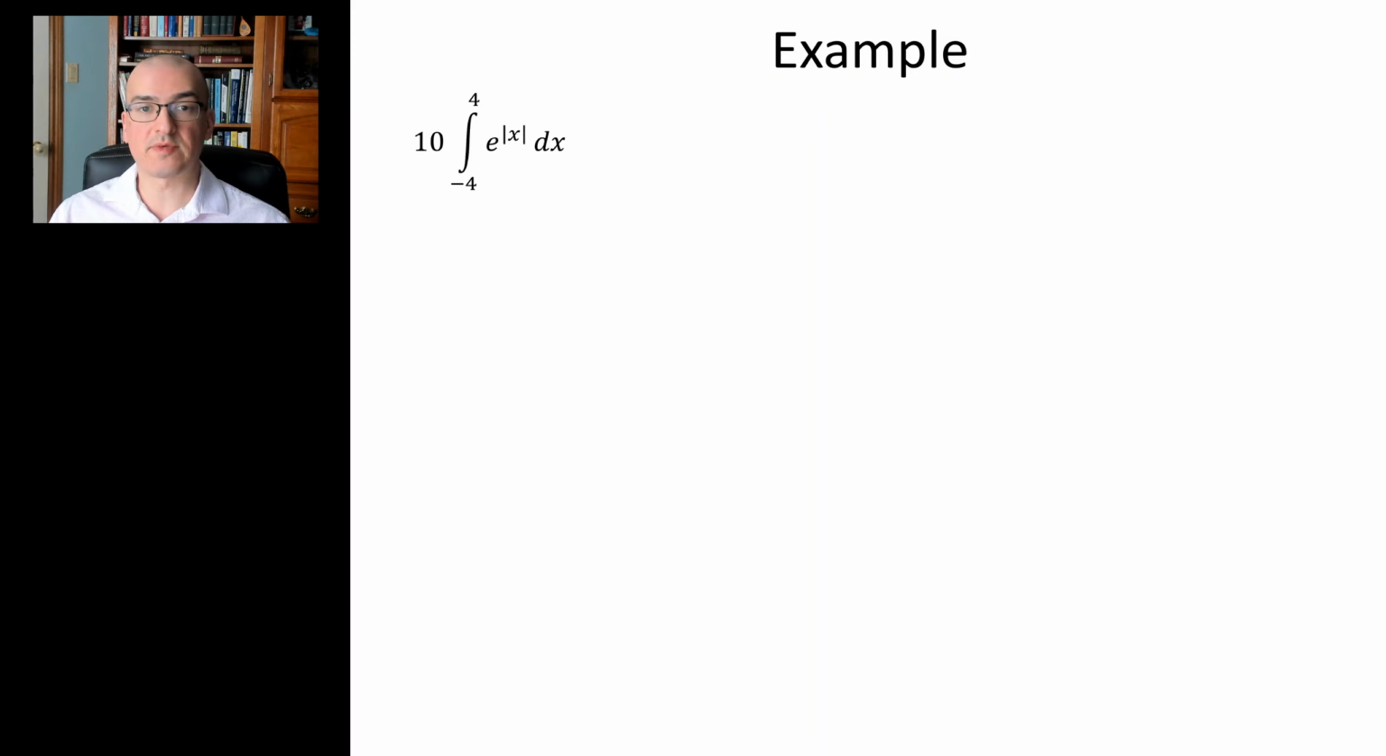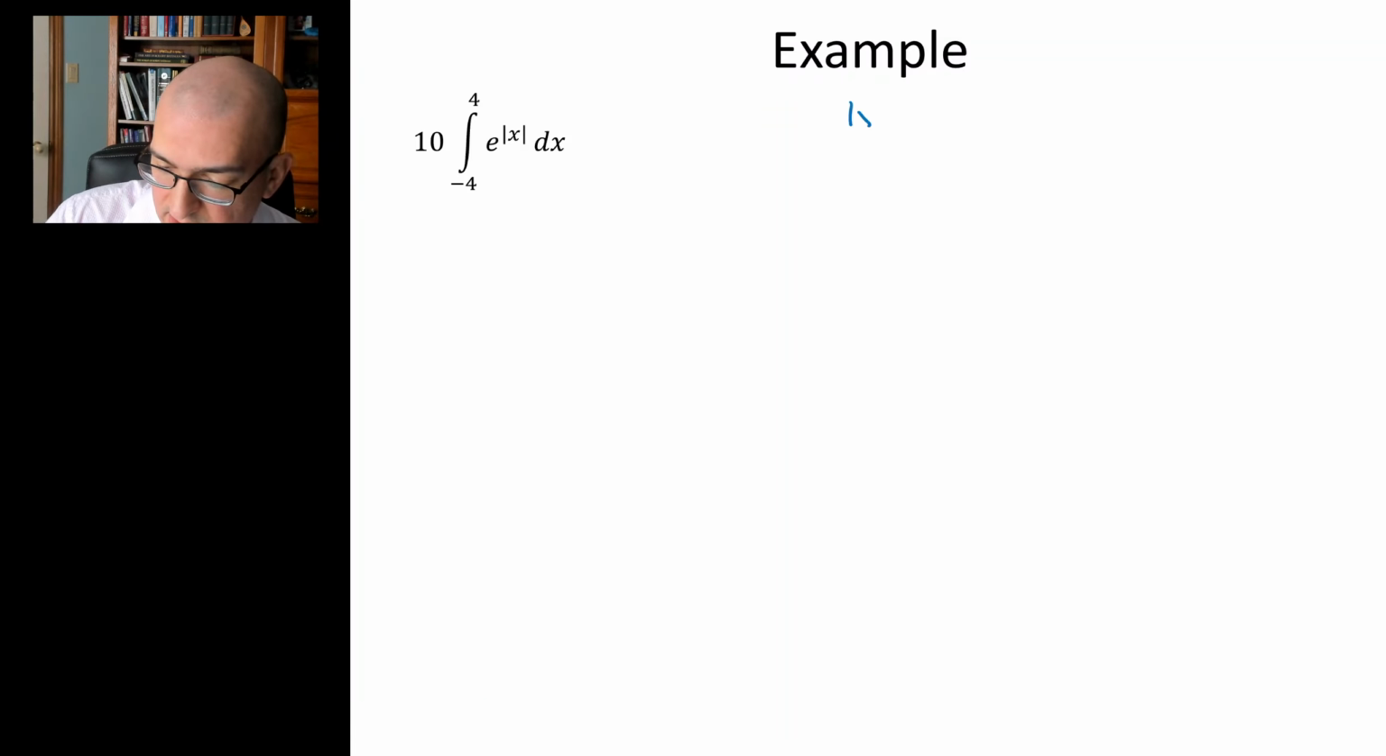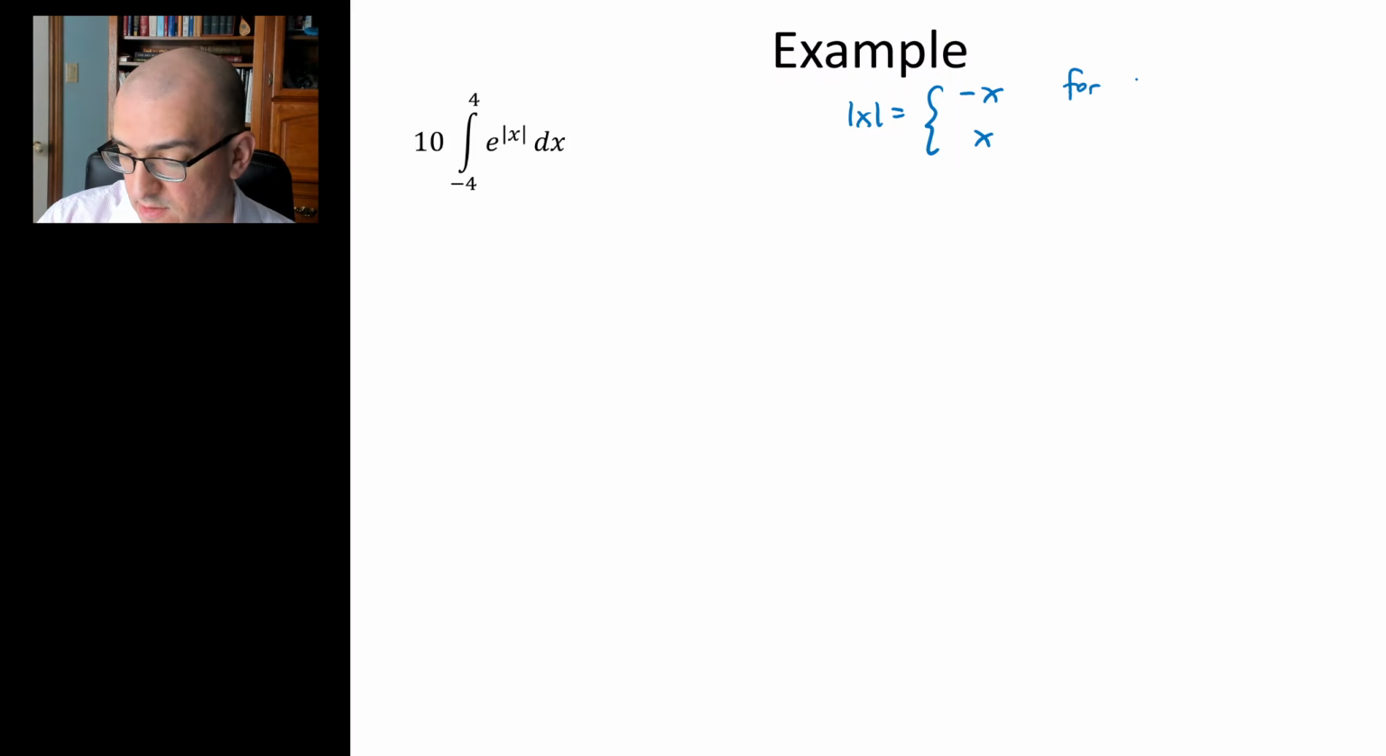This time it's not just absolute value of x, it's absolute value of x plugged in somewhere, in this case plugged into an exponential. First thing I'm going to do is use that same property we did last example. I'm going to split the absolute value of x into 2 pieces: -x for x less than 0, and positive x for x greater than or equal to 0. Same thing.